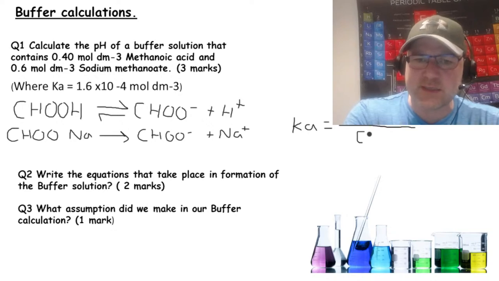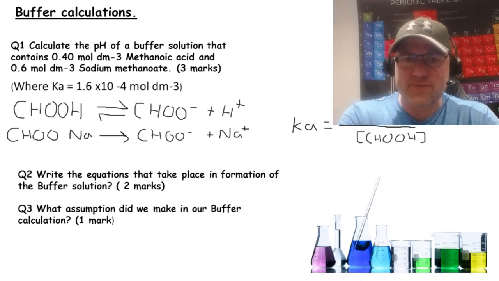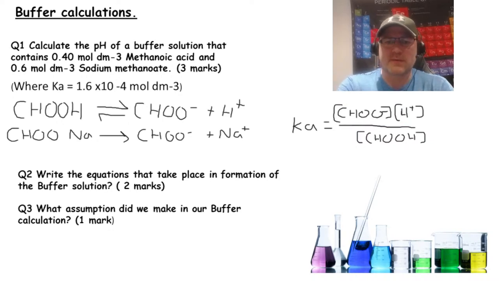And then you're going to put your acid underneath. Right, so here is my Ka equation. I need to make H the subject. So if I want to make H the subject, I've got to multiply the methanoic acid at the bottom here by Ka, multiply both sides, and then I'm going to need to divide both sides by the ions of the salt, so the methanoate ions. Some people call it a conjugate base of the acid, but whatever.